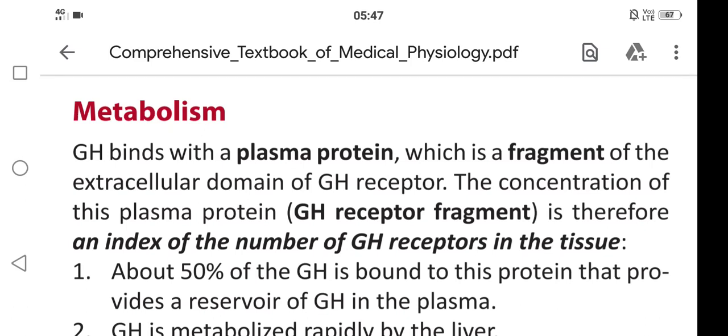In this video we are going to learn about the metabolism of growth hormone. Growth hormone binds with a plasma protein which is a fragment of the extracellular domain of growth hormone receptor. The concentration of this plasma protein, the growth hormone receptor fragment, is therefore an index of the number of growth hormone receptors in the tissue.